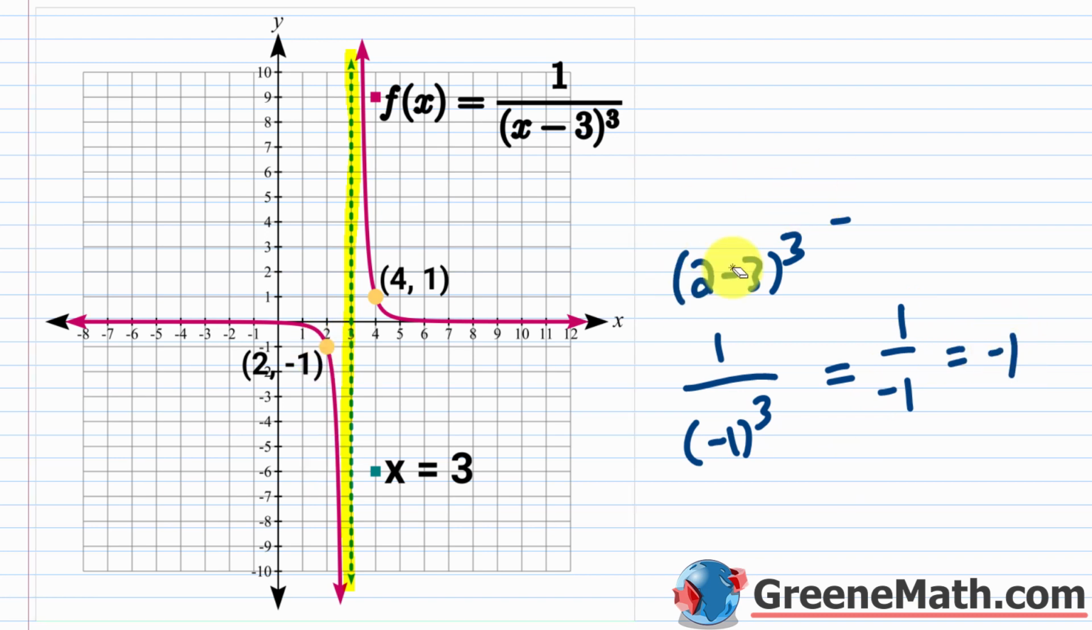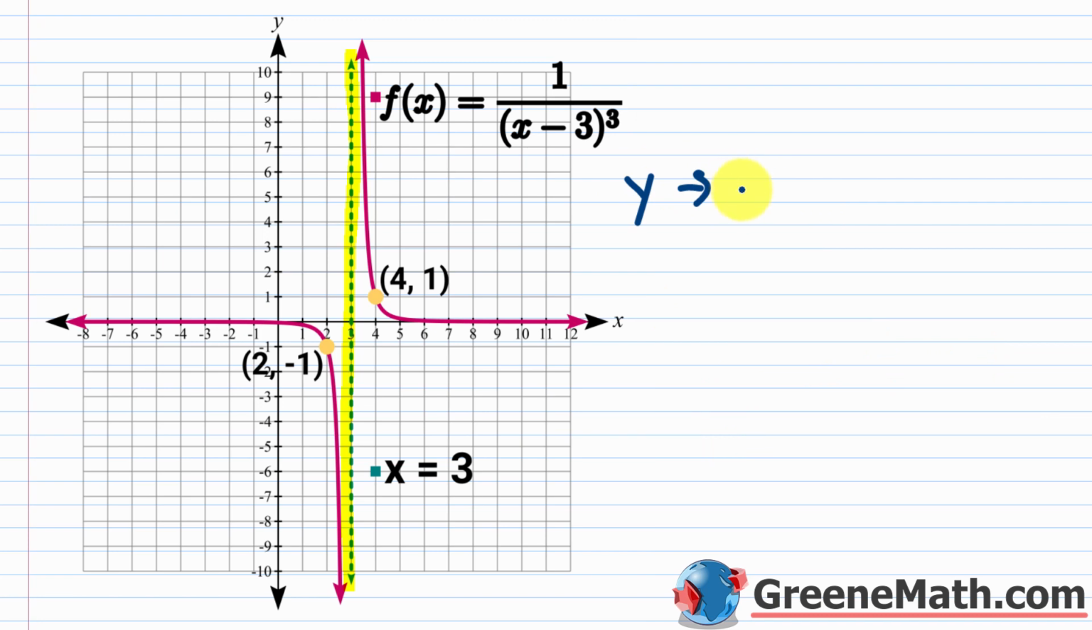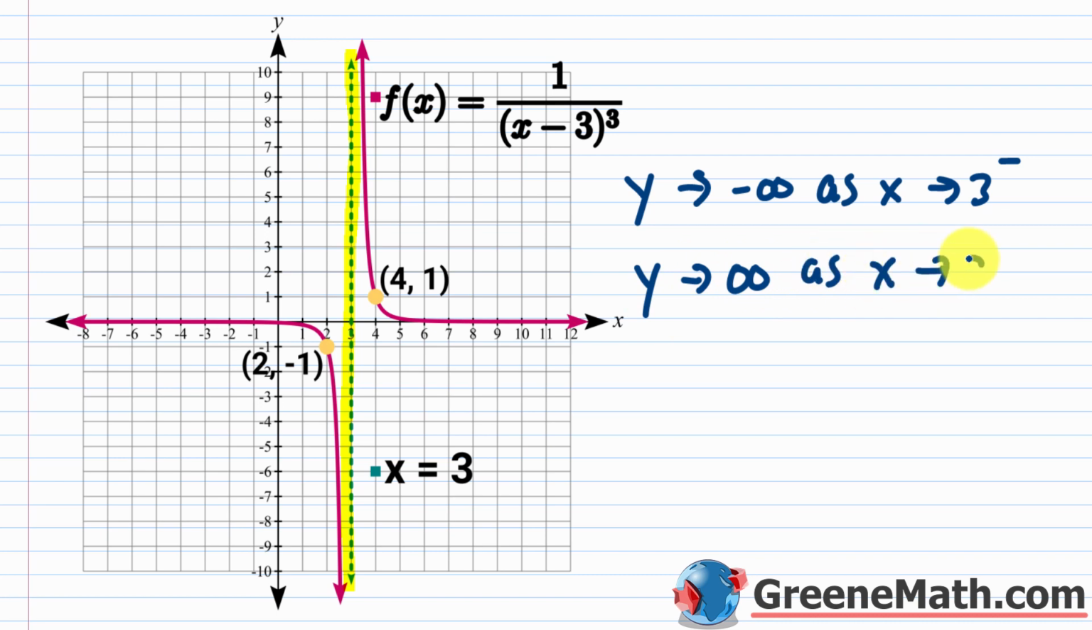So for this one, y approaches negative infinity as x approaches 3 from the left. So as we're coming from the left, then y approaches positive infinity as x approaches 3 from the right. Again, this is because this is odd and you have a sign change on one side of the asymptote to the other side.